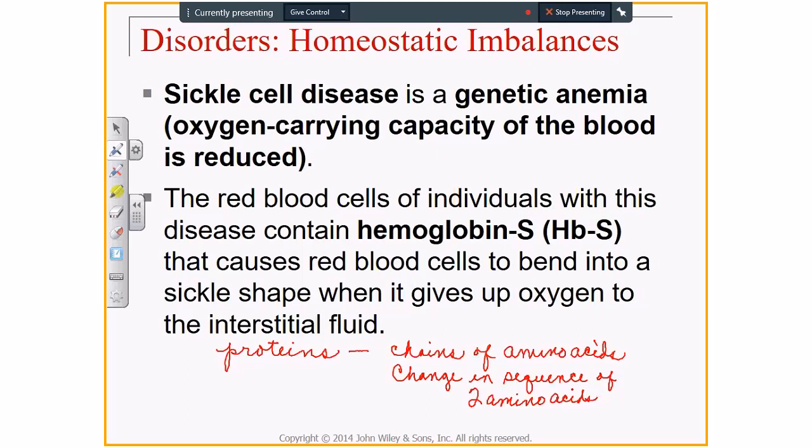Sickle-shaped cells also rupture very easily, and therefore they cause anemia and clots. A person with only one sickle cell gene, as opposed to two, has increased resistance to malaria.